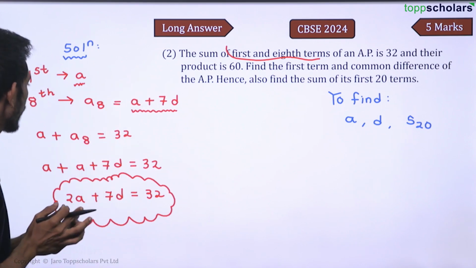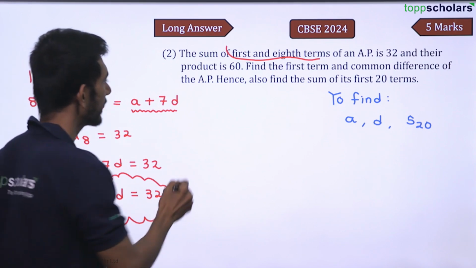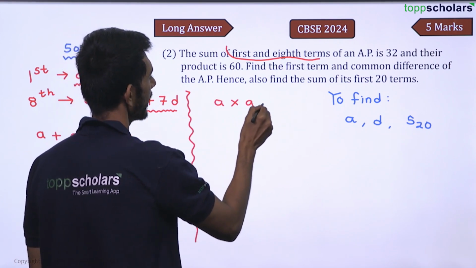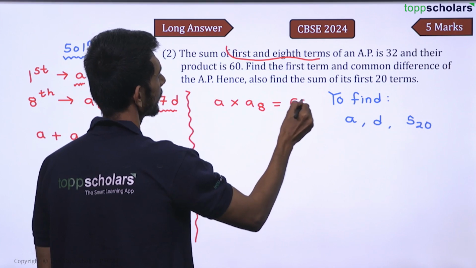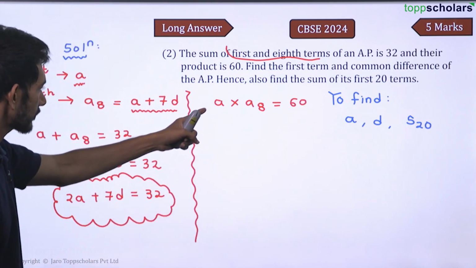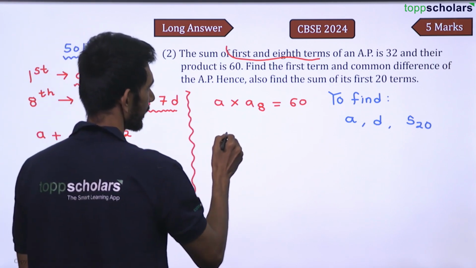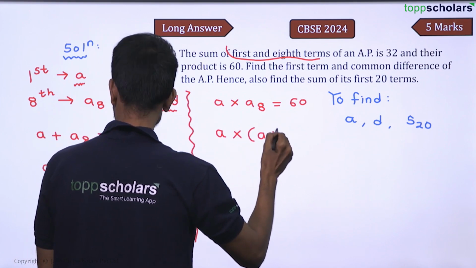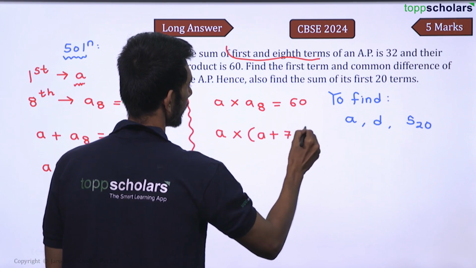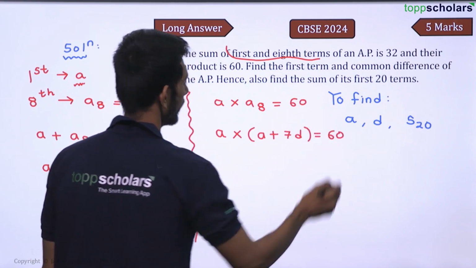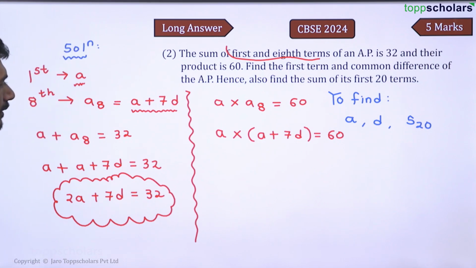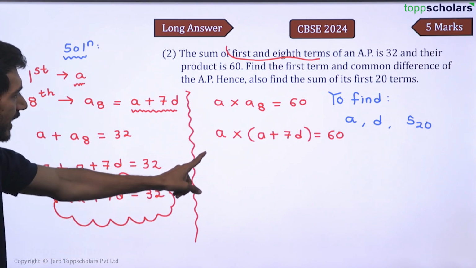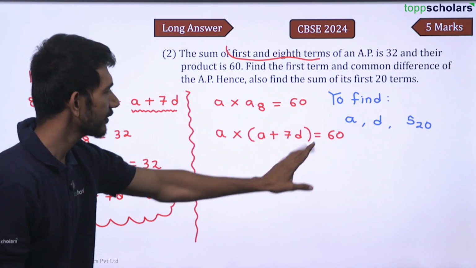Their product is 60, okay. So when you multiply them, that is when you multiply A and A8, A multiplied by A8, you get 60. Okay, let us do that. So A remains A multiplied by A8, which is A plus 7D, that is equal to 60, right? I hope you are understanding this. Now understand very carefully, we have A multiplied by A plus 7D is equal to 60.